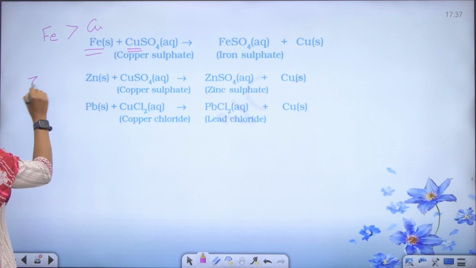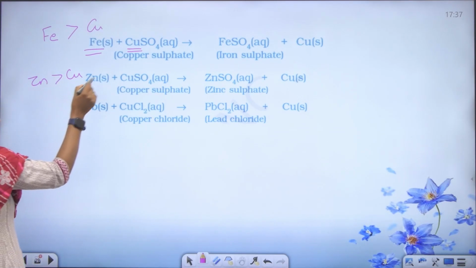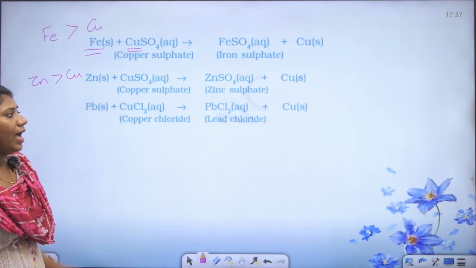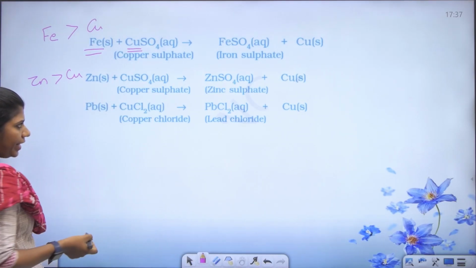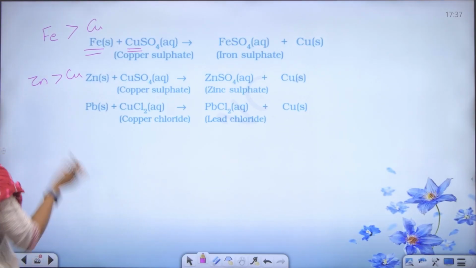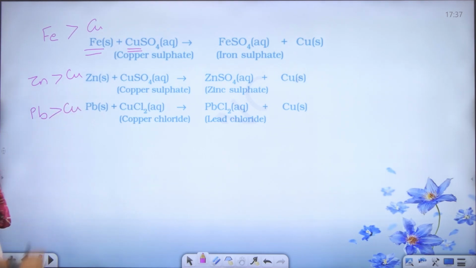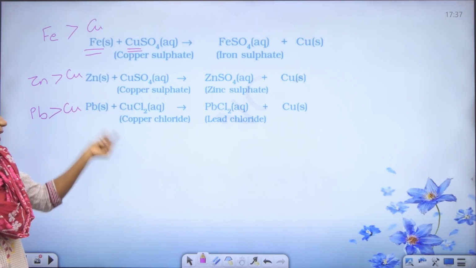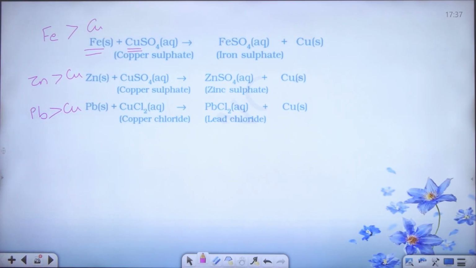Here, the reactivity of zinc is greater than the reactivity of copper. So, zinc displaces copper from copper sulfate to form zinc sulfate and copper. Here, lead reacts with copper chloride to form lead chloride and copper. The reactivity of lead is greater than the reactivity of copper. So, lead displaces copper from its compound. Here its compound is copper chloride. Lead displaces copper from copper chloride to form lead chloride and copper.